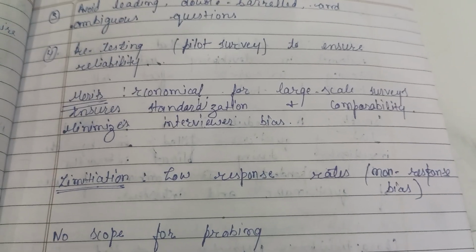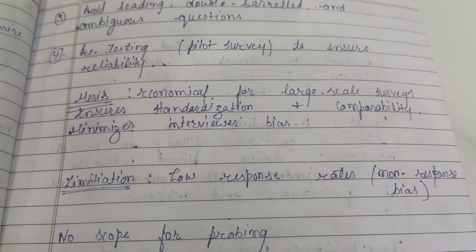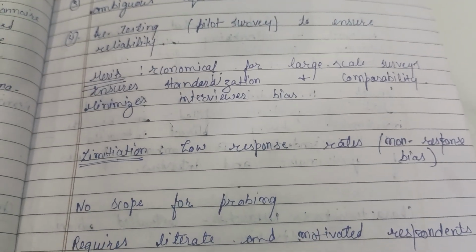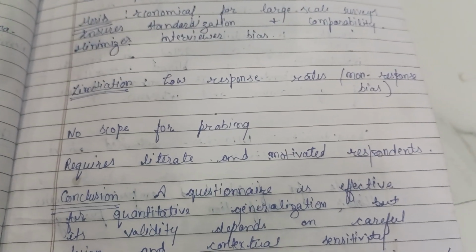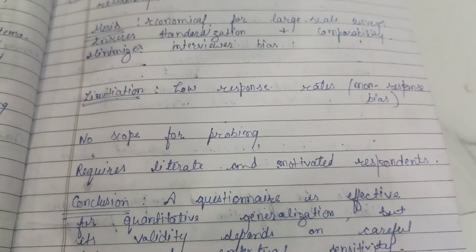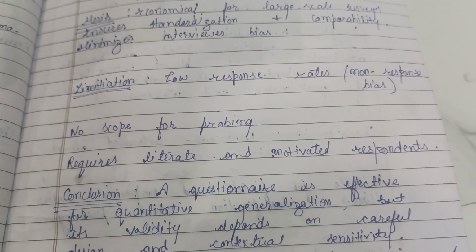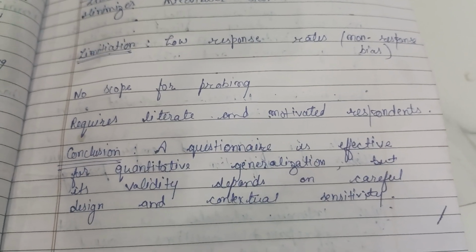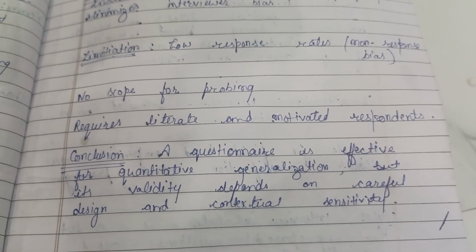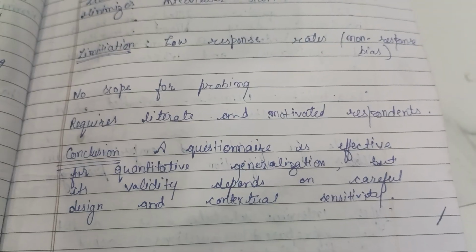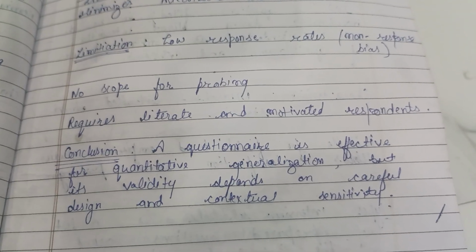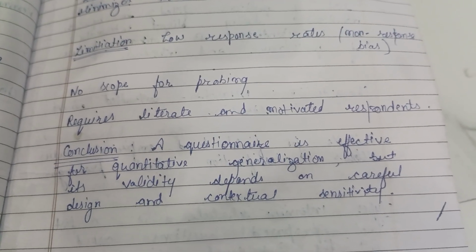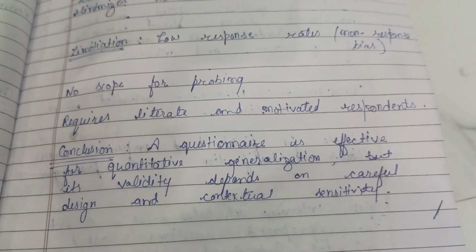Merits: economical for large-scale survey, ensures standardization and comparability, minimizes interviewer bias. Limitations: low response rate, non-response bias, no scope for probing, requires literate and motivated respondents. Conclusion: a questionnaire is effective for quantitative generalization, but its value depends on careful design and contextual sensitivity.